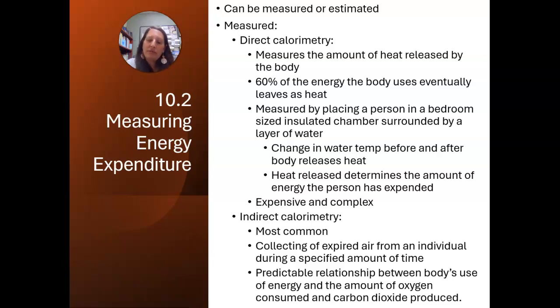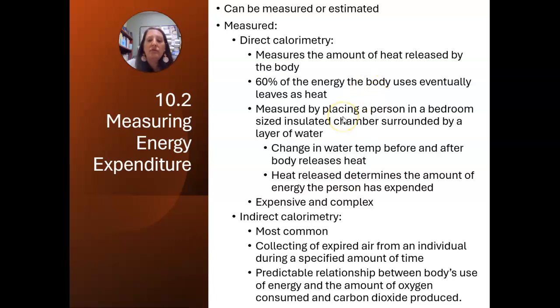So direct calorimetry, so again, the amount of calories being used, can be measured directly by looking at the amount of heat released by the body. And so 60% of the energy that the body uses eventually leaves as heat. And so again, that can tell us how many calories are being burned. How do we do this? First off, this is a very expensive and complex method. And so it's not the preferred or most common method used, but it is the most direct method used.